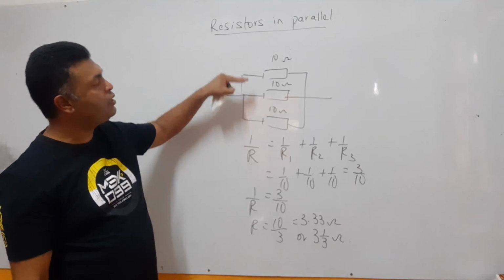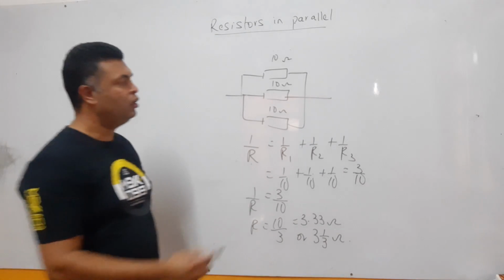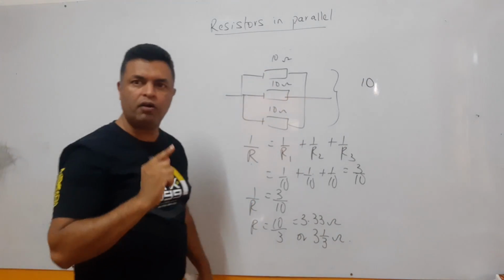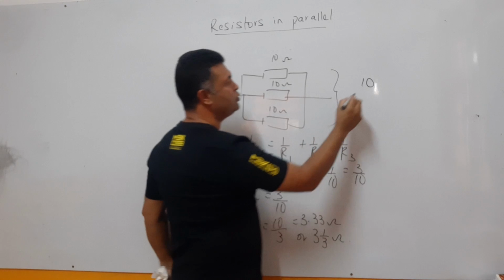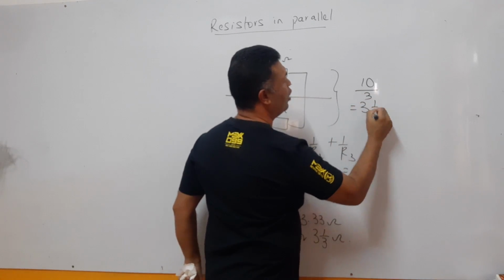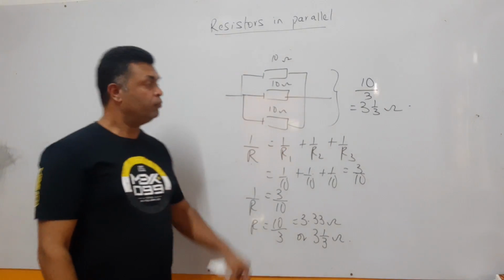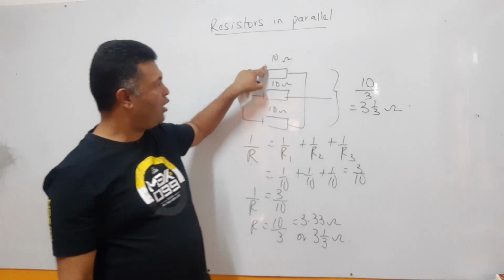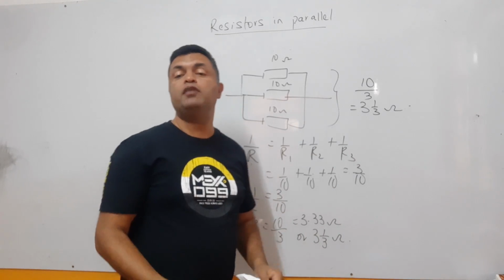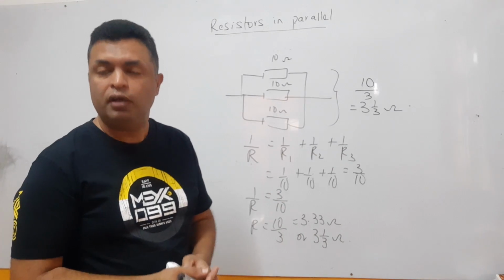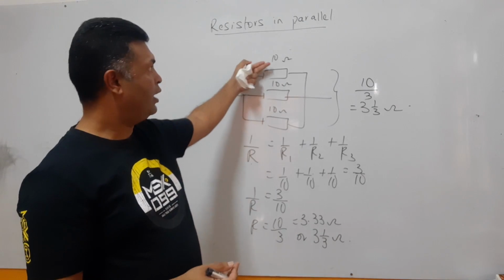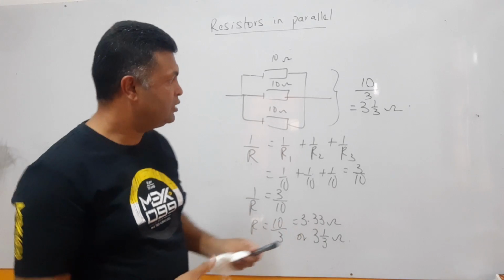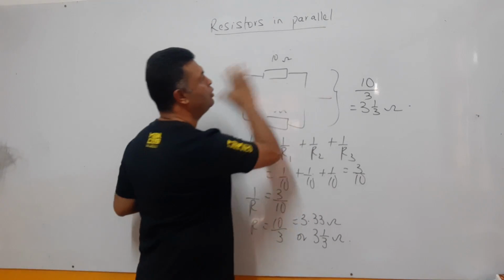Now, because you have three identical resistors, what will be the total? You take one of them, 10, 10, 10, you take only one of them. Because you have three resistors, you divide by 3, this gives me 3 1/3 ohm. So, when I have three resistors in parallel, they are identical. I take one of them, I divide by 3. Similarly, if I have, for example, 5 resistors in parallel, I take 10 divided by 5 gives me 2 ohms. This is the way to work out the parallel resistors.